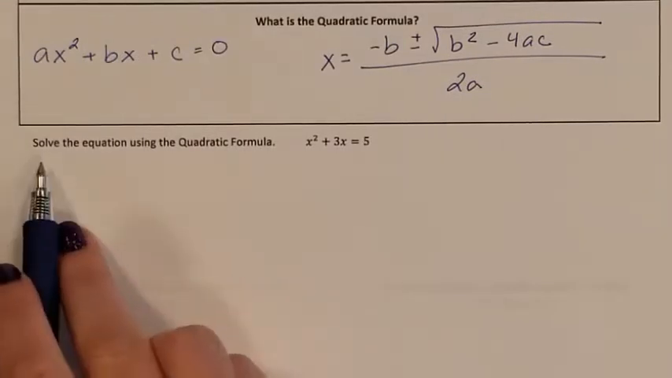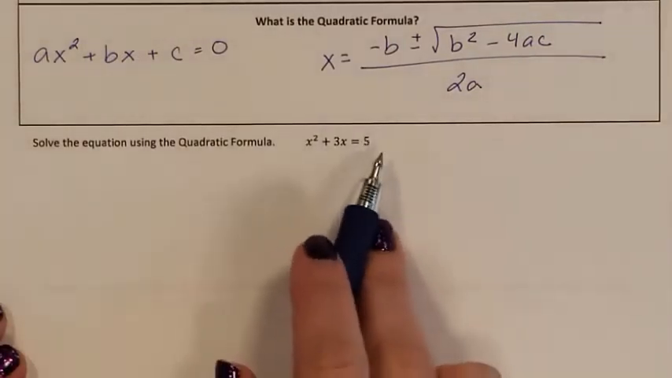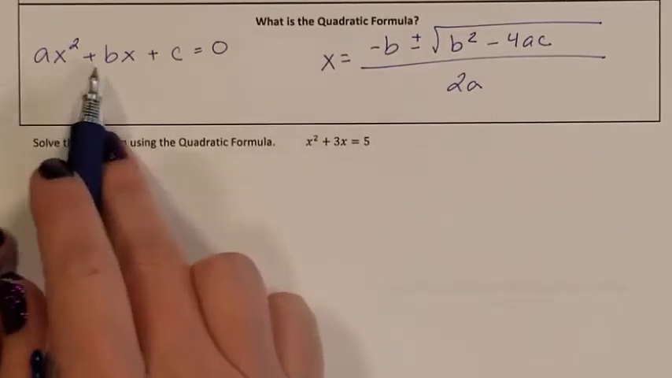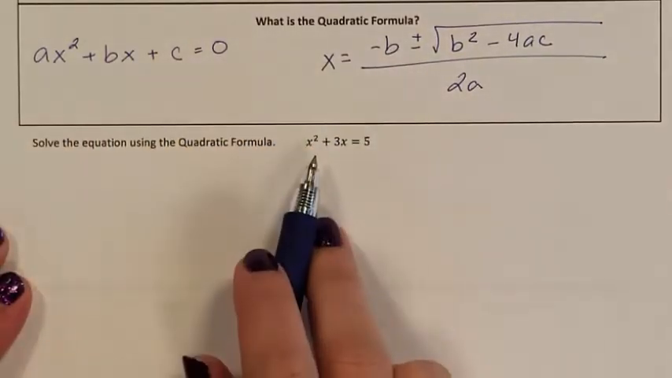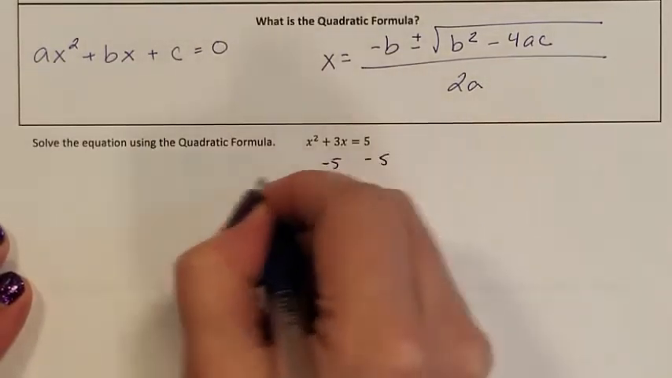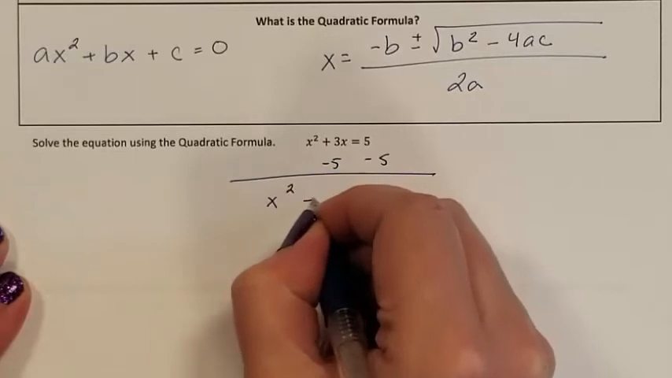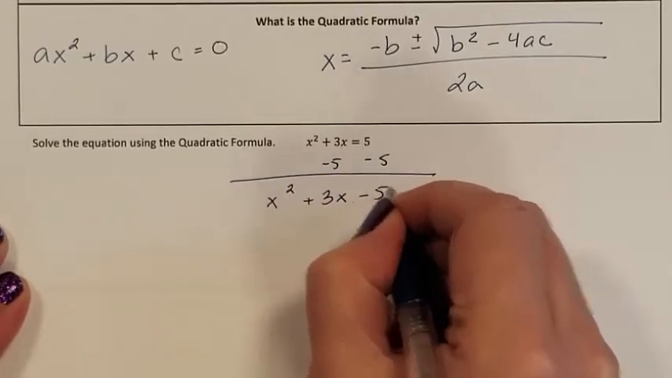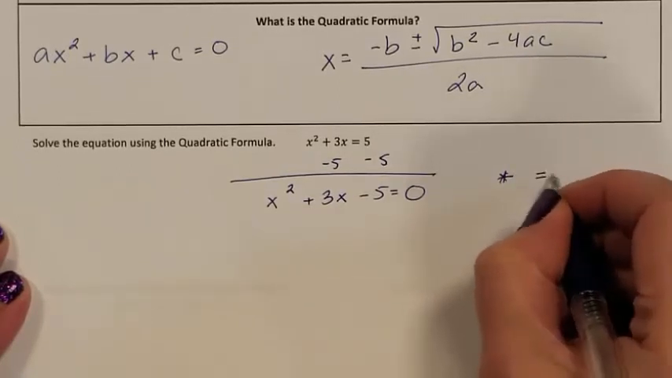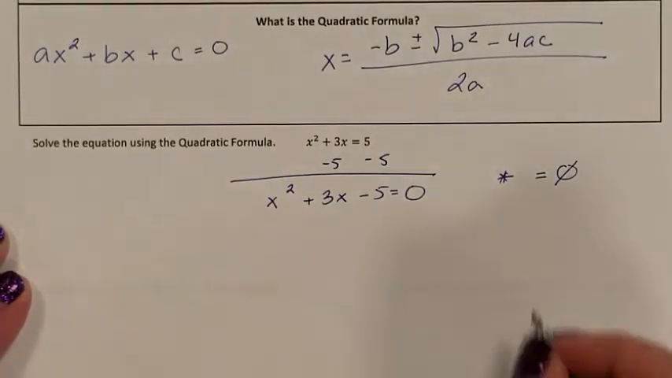So now we're being asked a question. Solve this equation using the quadratic formula. This is currently not in the form that we need to be able to use the quadratic formula. It needs to be equal to 0. So we need to subtract 5 from each side. So I have x squared plus 3x minus 5 equaling 0. The very first thing you have to do is make the equation equal 0.